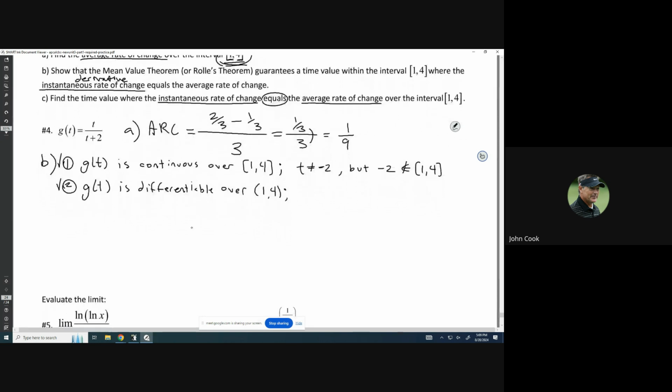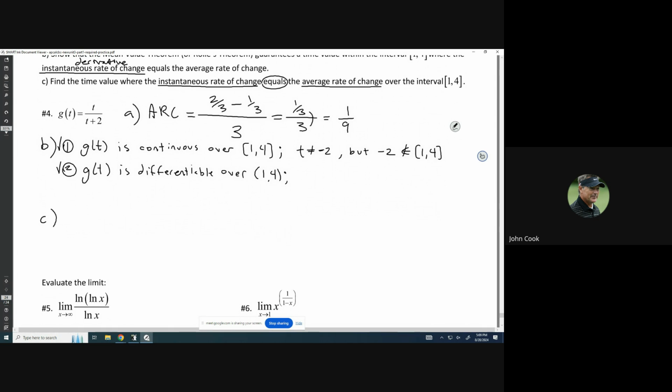Now, I've already got the average rate of change. I know that that's 1/9. So I still need to find the derivative of this function, g prime of t. I haven't found it, so let's just do it over here, because then it'll allow us to reinforce the fact that this is going to be differentiable.